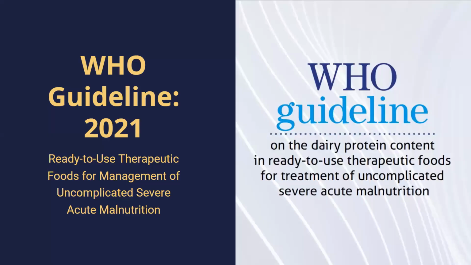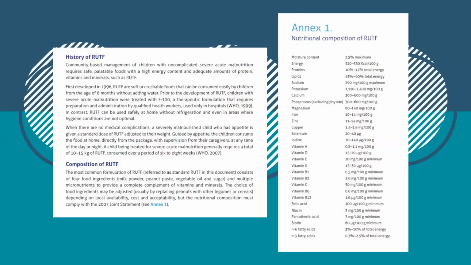This is the WHO guideline on the dietary protein content in ready-to-use therapeutic foods for treatment of uncomplicated severe acute malnutrition. The composition of ready-to-use therapeutic food: the most common formulation, referred to as standard RUTF, consists of 4 food ingredients, that is milk powder, peanut paste, vegetable oil, and sugar, and multiple micronutrients to provide a complete complement of vitamins and minerals.